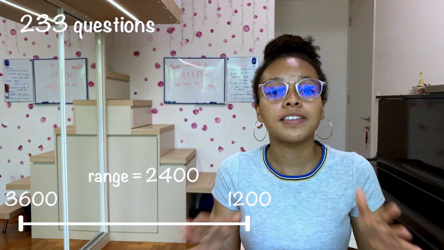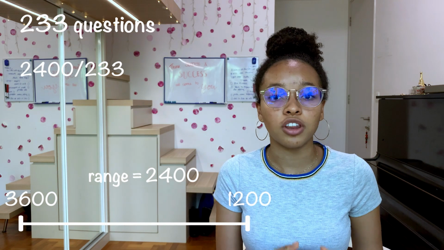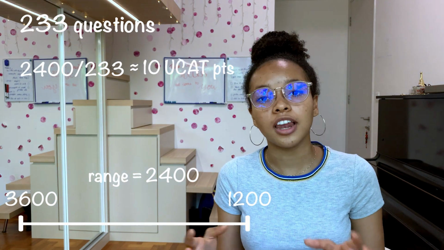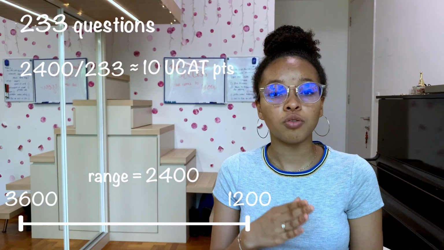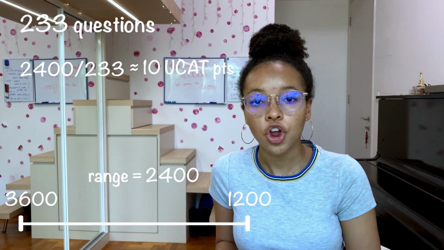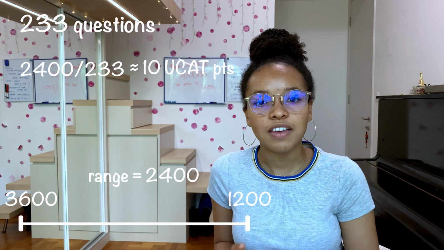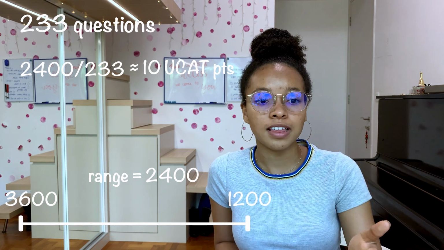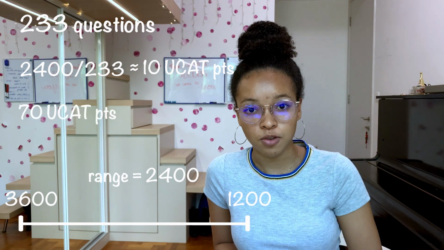Now, if we do a very simple calculation and we divide 2,400 by 233, we get about 10 UCAT points. So now if we look at how many points you need to move from one decile to another, we can see that it's usually between 60 to 70 UCAT points. And we can see this clearly between the 6th and the 7th decile, which are separated by 70 UCAT points.